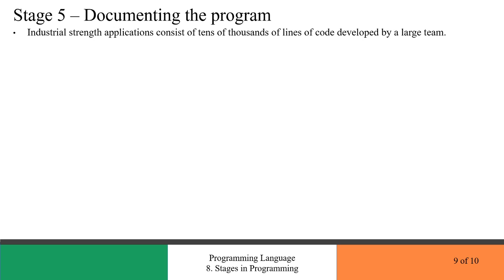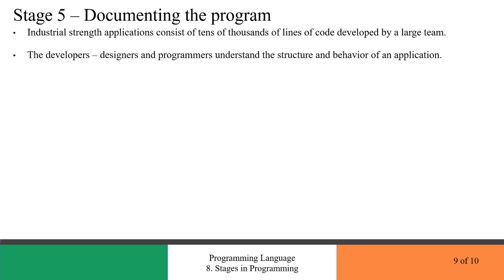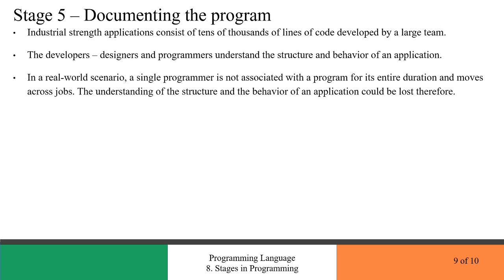Let us take an example of a real-world scenario. When building an industrial strength application, there are tens of thousands of lines of code that are developed by a large team of developers. The developers, namely the designers and the programmers, understand the structure and behavior of the application. In a real-world scenario, a single programmer is not associated with a program for its entire duration and moves across jobs. The understanding of the structure and the behavior of the application could therefore be lost. So, to avoid this, documentation is performed.